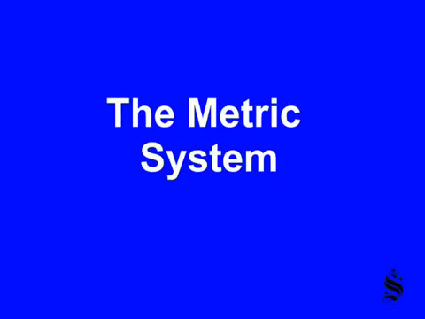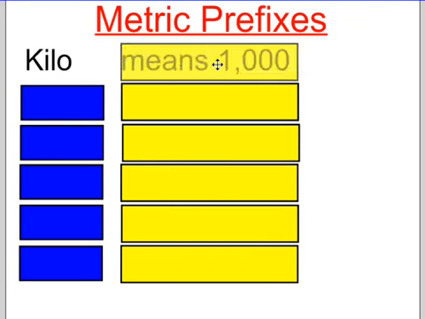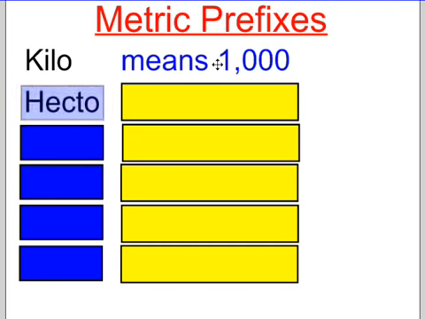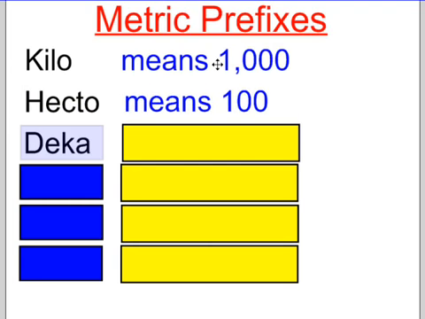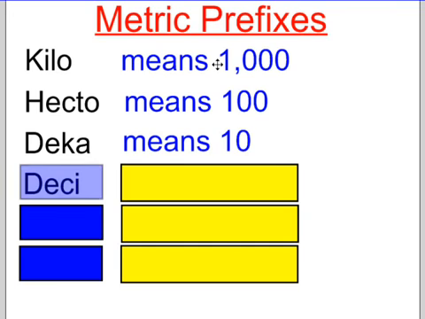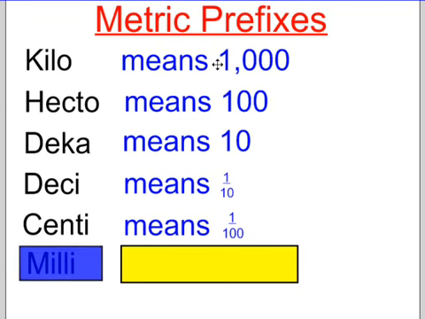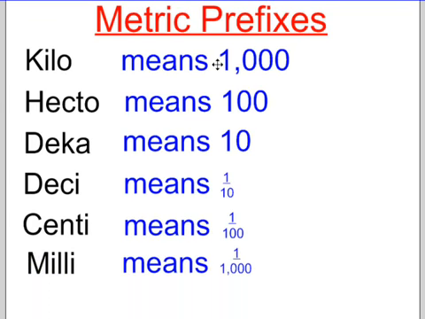The metric system. Understanding the metric system is pretty easy if you understand what the various prefixes mean. For example, we have kilo, which means 1,000, hecto, which means 100, deca, if you think of a decade as 10 years, deca means 10. Then you have deci, which is 1/10. You have centi, and if you think of there's 100 cents in a dollar or 100 years in a century, it means 1/100th, and milli means 1/1000th.